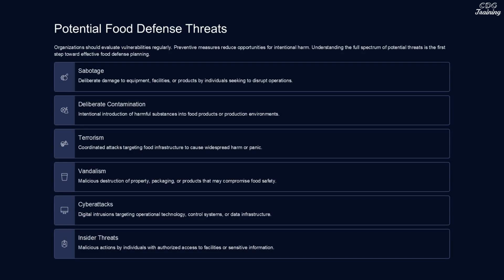Organizations should evaluate vulnerabilities regularly. Preventive measures reduce opportunities for intentional harm. Understanding the full spectrum of potential threats is the first step toward effective food defense planning.